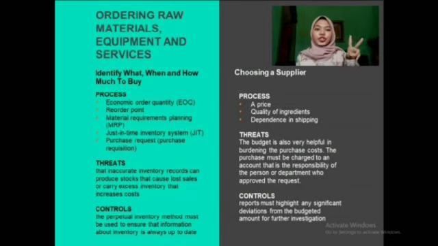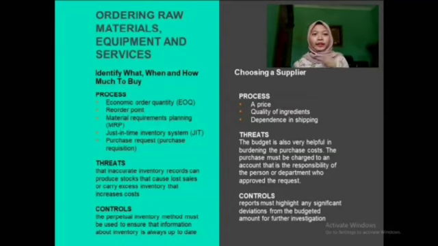2. Choosing a supplier. An important operating decision in purchasing is choosing suppliers for supplies. Some factors that must be considered in making this decision are price, quality of ingredients, and dependability in shipping.